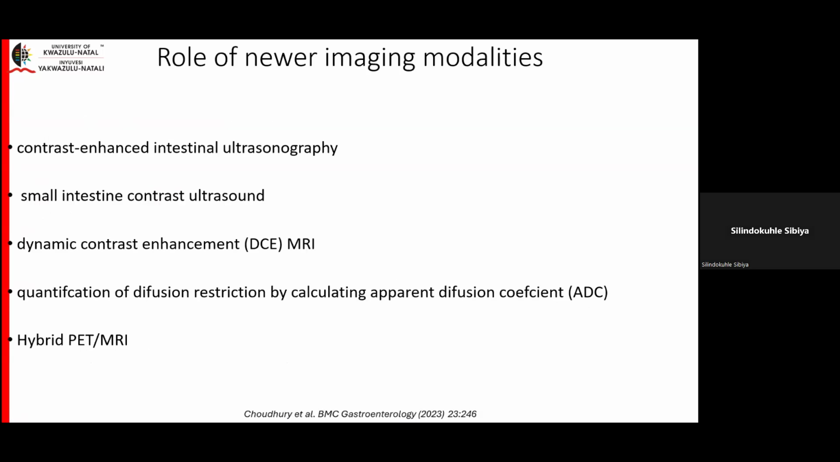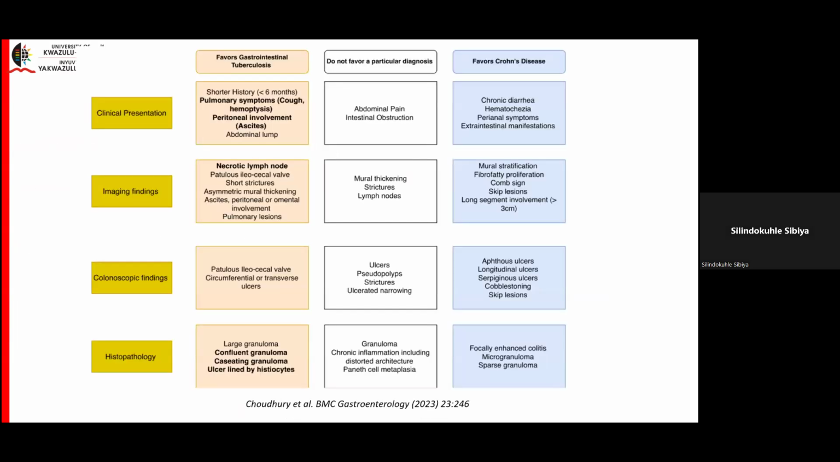Newer imaging modalities such as contrast-enhanced intestinal ultrasonography, small intestine contrast ultrasound, dynamic contrast-enhanced MRI, quantification of diffusion restriction by calculating the apparent diffusion coefficient, and hybrid PET and MRI have been looked at in the literature to see if they can be used to discriminate between TB and Crohn's disease.